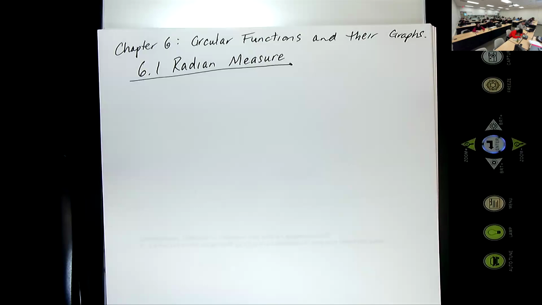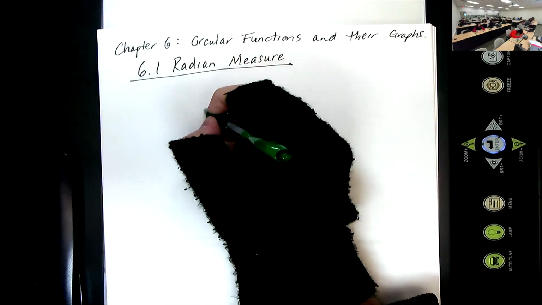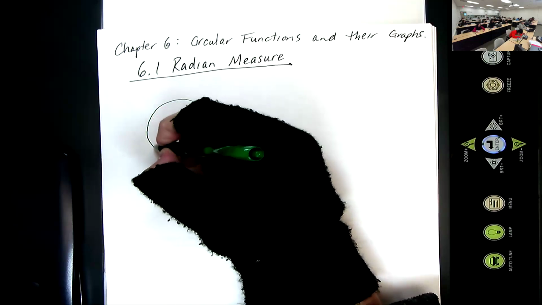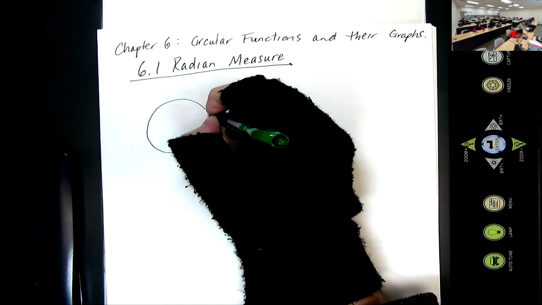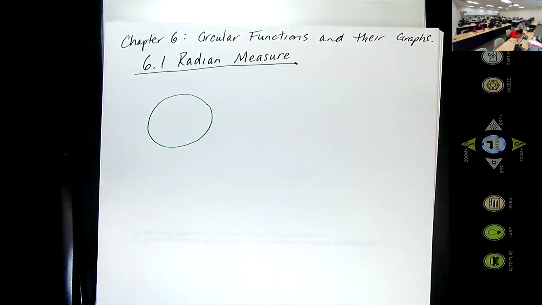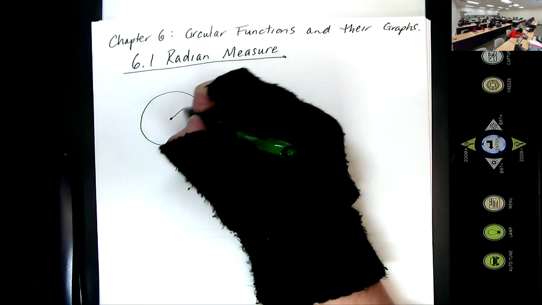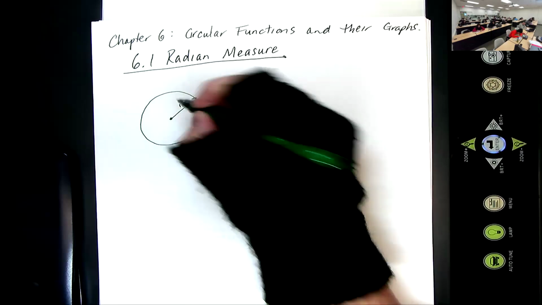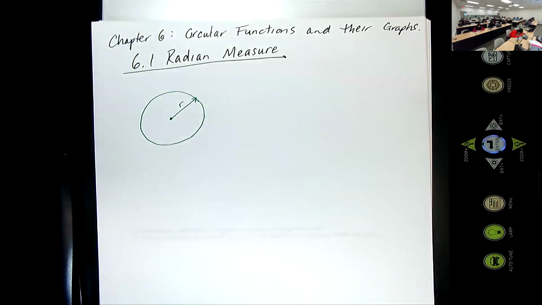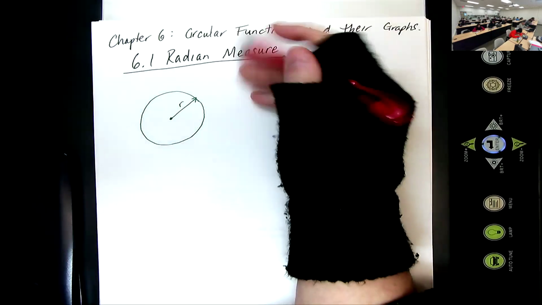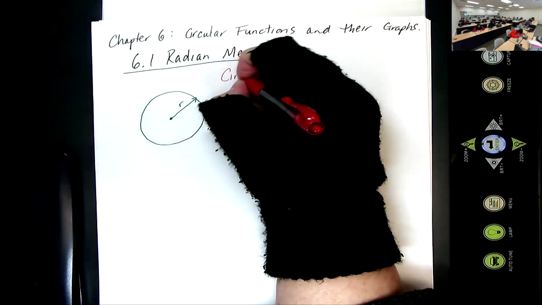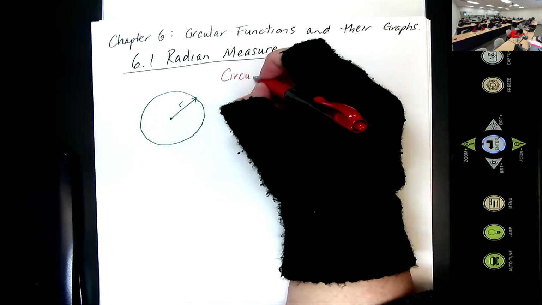But to motivate it, let's go with a circle. That's not a great circle, but that's not my worst circle. Let's give it a radius r. Does anyone know the formula for circumference?